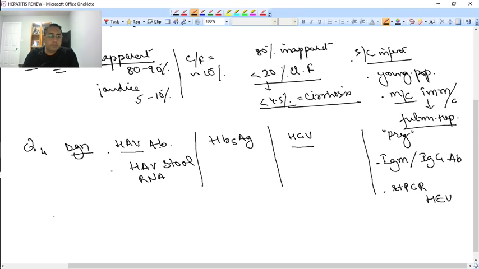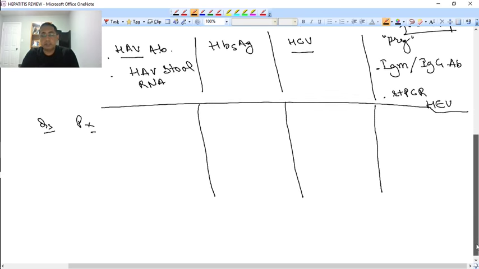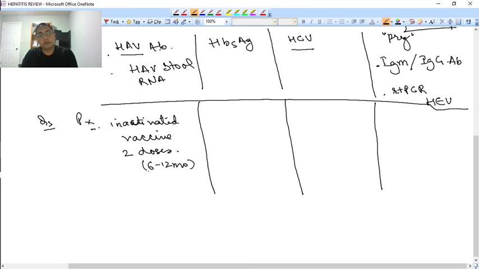And last, if we talk about the preventive modality for these hepatitis infections, that's where most of the MCQs would come. In hepatitis A, the prevention is using a vaccine. We have an inactivated vaccine, which is given in two doses, 6 to 12 months apart.